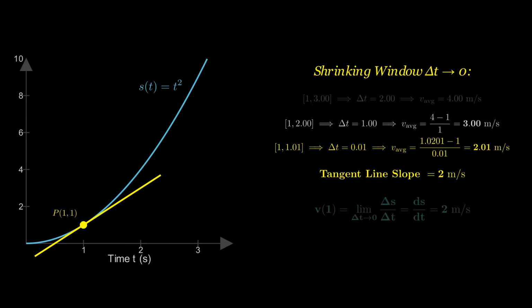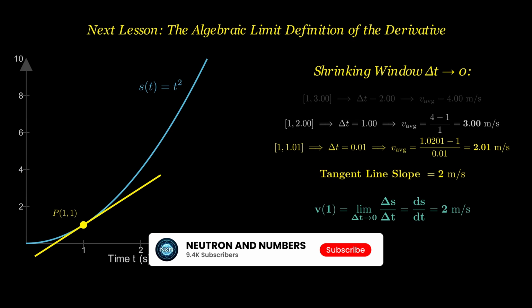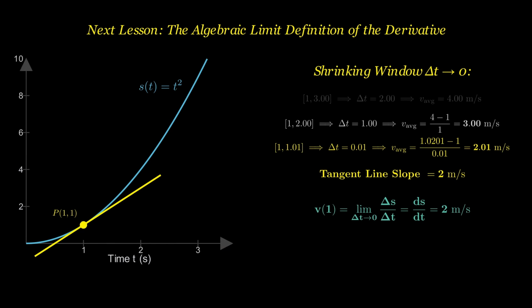This is the central insight of differential calculus. An instantaneous rate of change is the limiting value of average rates over vanishingly small intervals. In our next lesson, we will see how mathematics formalizes this secant rotation into the derivative function.